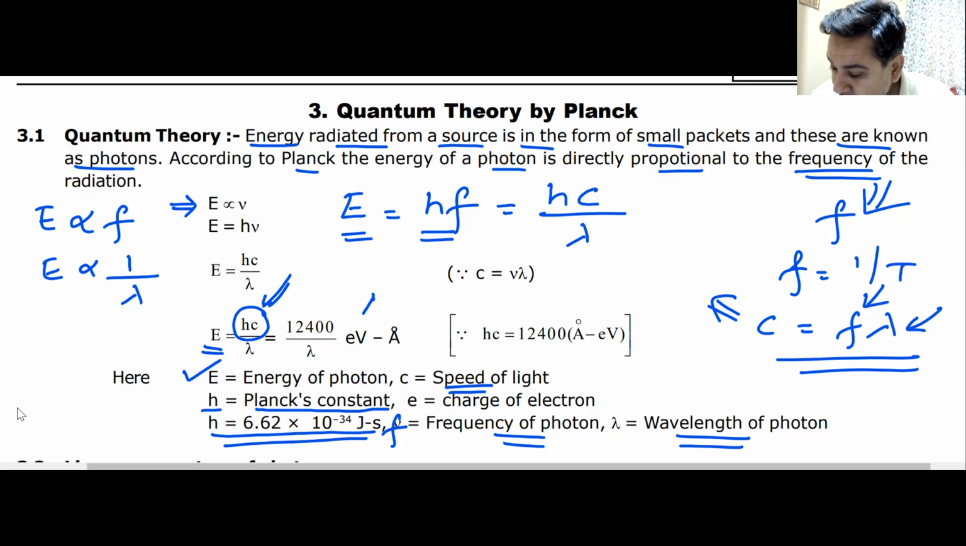Now remember, the energy that we are talking about in this particular chapter, in this entire topic of modern physics, is very small, and it's not very wise to state it in terms of joules, because joule is a very big unit.